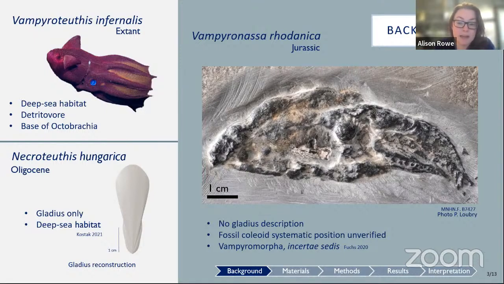The gladius is the main feature in fossil coleoid systematics. As I mentioned, soft tissue typically doesn't preserve, so the gladius provides the character state data. As Fischer and Riou weren't able to comment directly on the morphology of the gladius in Vampyronassa, the relationship is not yet widely accepted by the fossil cephalopod community. In a recent synthesis of Octobrachia systematics by Fuchs 2020, Vampyronassa were determined to be Vampyromorpha incertae sedis.